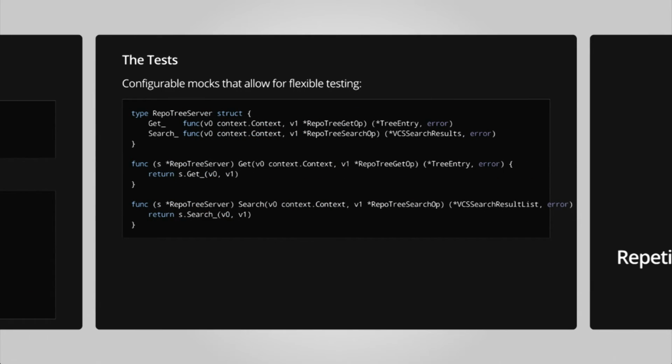One other part, kind of essential, of the whole architecture is our tests. This is the way we mock at Sourcegraph. This structure implements the repo tree server, and at the same time, it has fields which allow you to configure the behavior of the methods that are attached to the structure. We found this to work really well because it's very flexible.